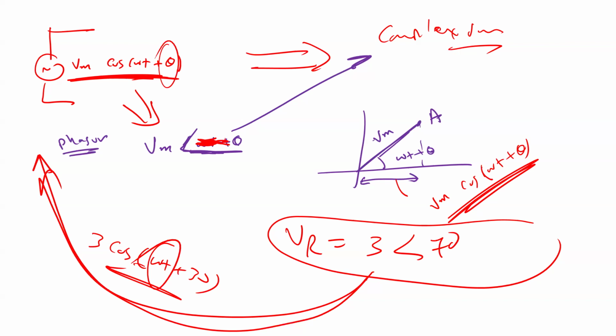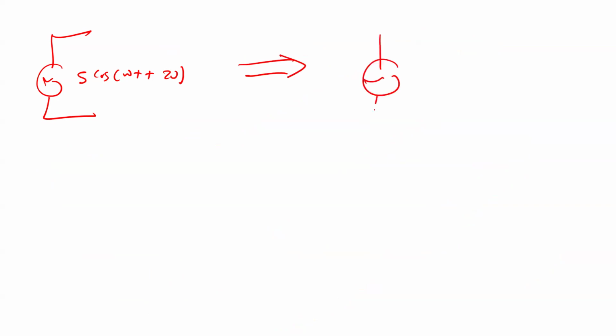But when I go back, after I get a voltage, current, anything, you have to do two things. Number one, you have to take the real part of the result. Number two, you have to add omega t, because I removed it from the calculation in the beginning, so I have to add it back. Is that okay, guys? Let me tell you the conclusion. If you have a source, for example, 5 cosine omega t plus 20, when I convert it to the complex domain, it will be 5 with angle 20.